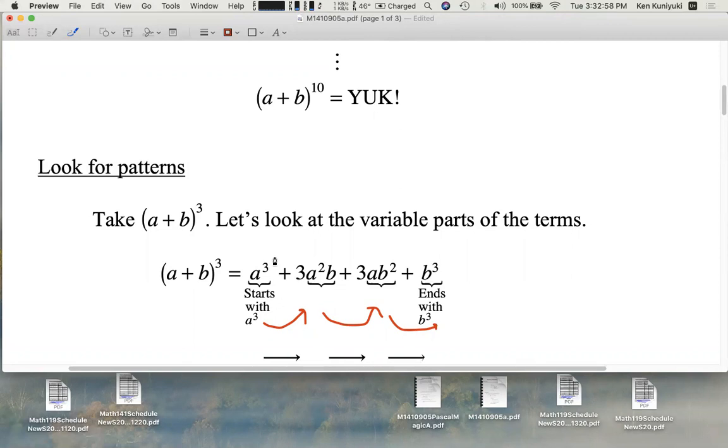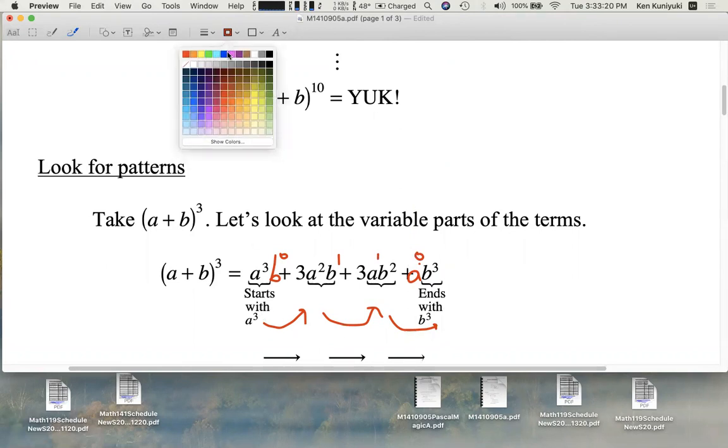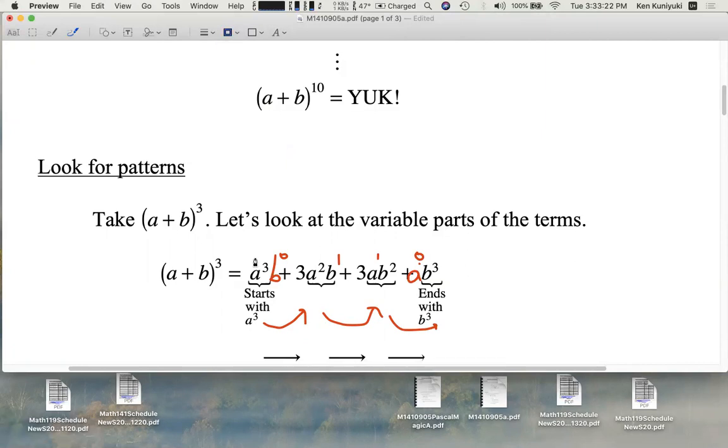Well, over here, it's like we have an invisible b to the 0, which is 1, right? We have an invisible 1 here for b to the first. Over here, we have an invisible a to the 0. I guess I should put that here. We have an invisible a to the 0 and an invisible 1 over here, right? So what's happening to the exponents on a? Well, we're going from a to the third to a to the second to a to the first to a to the 0.